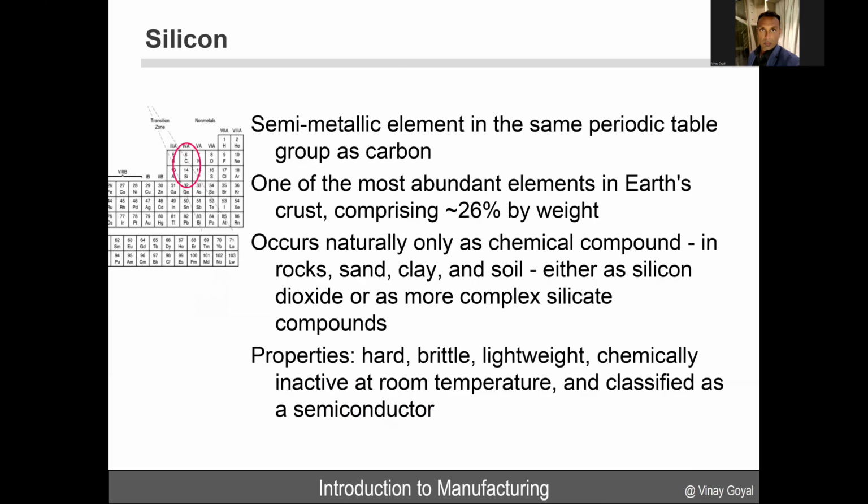And then you have silicon, which is a semi-metallic element in the same periodic table that we've been discussing. You can see it right there in the same group as carbon. It is one of the most abundant elements on Earth, comprising 26% by weight, and occurs naturally only as a chemical compound in rock, sand, clay, and soil, either as silicon dioxide or more complex silicate compounds. Properties: it is hard, brittle, lightweight, chemically inactive at room temperature, and classified as a semiconductor.